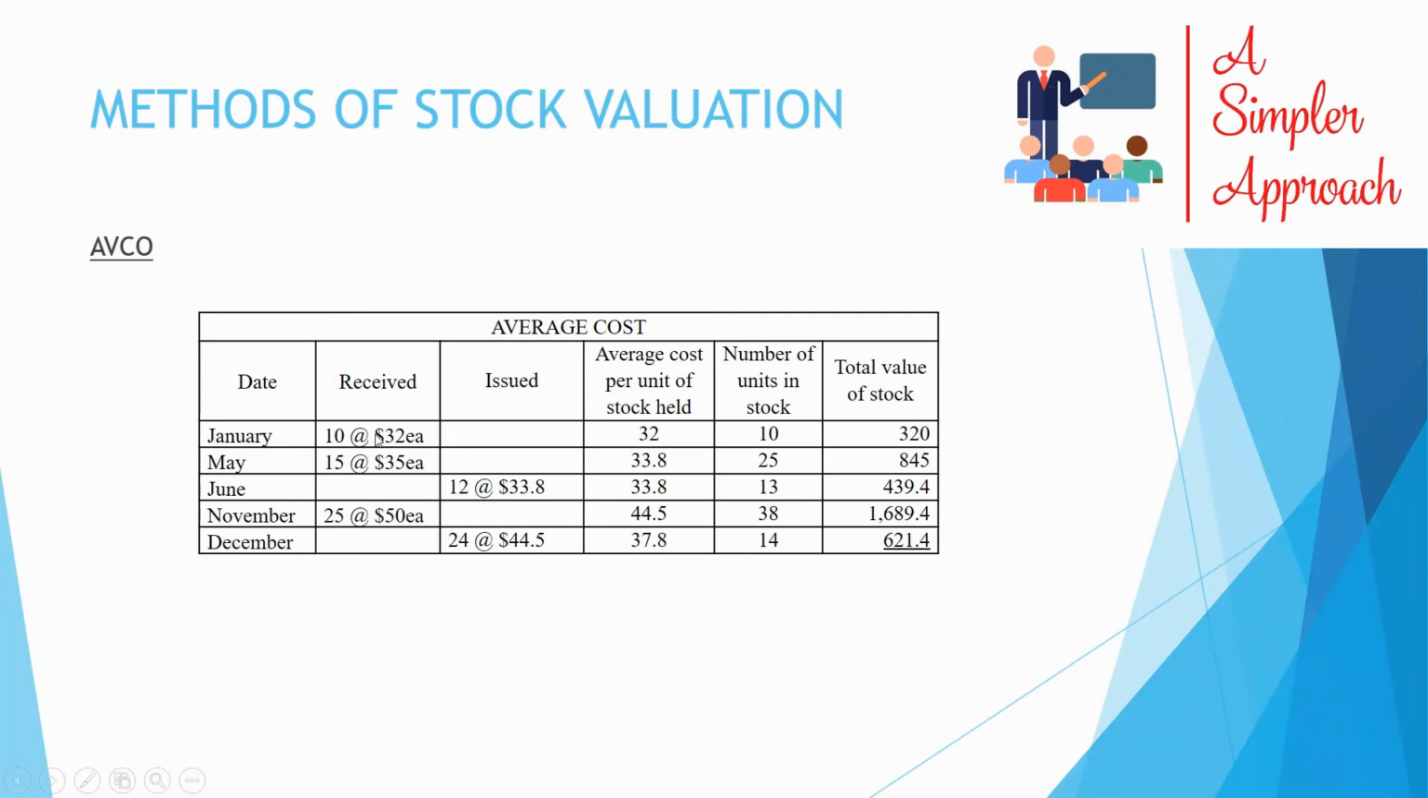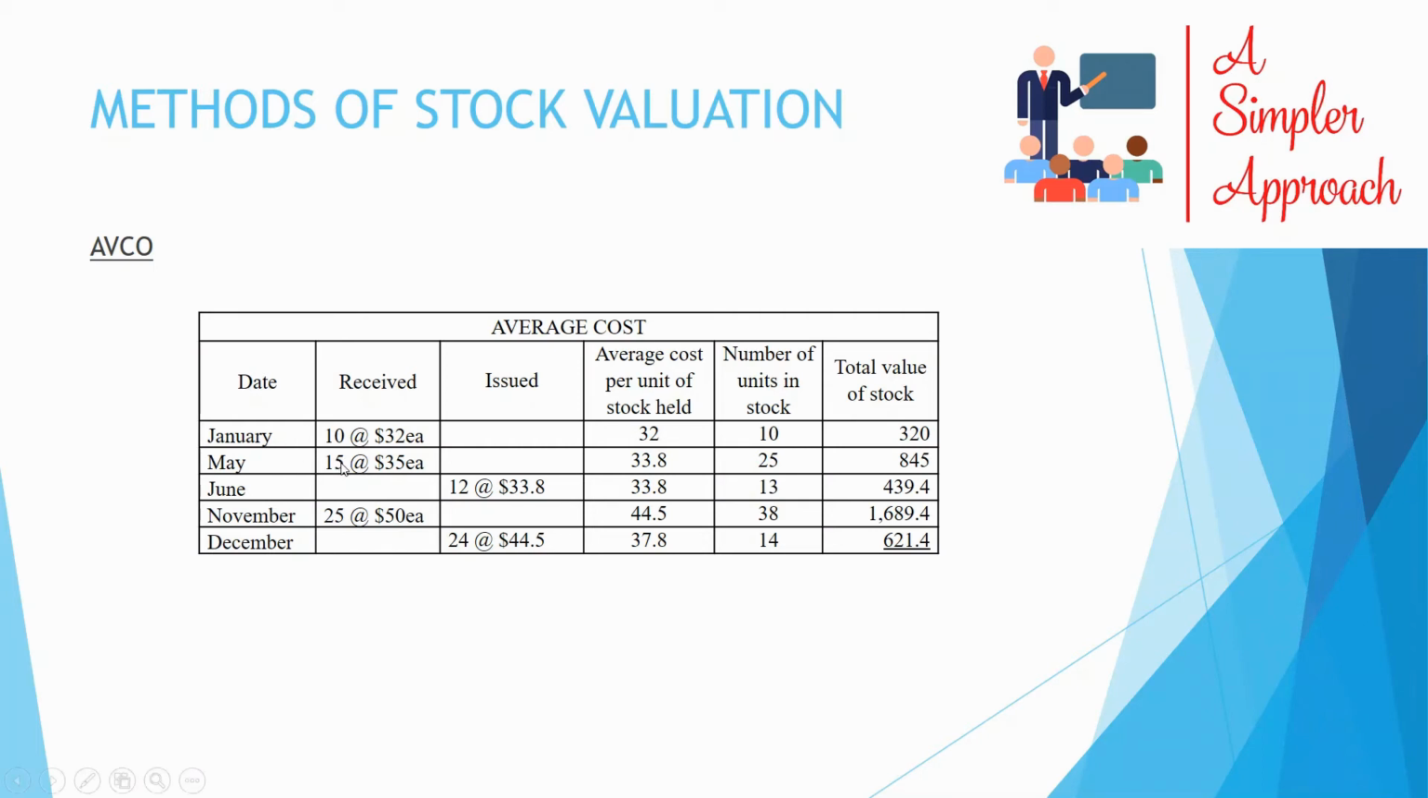To calculate that, simply divide the value of stock by the number of stock. Say that again. Simply divide to get the average cost per unit of stock. Simply divide the value of stock by the number of units in stock. 320 divided by 10 gives us 32. Okay, cool. That's January.